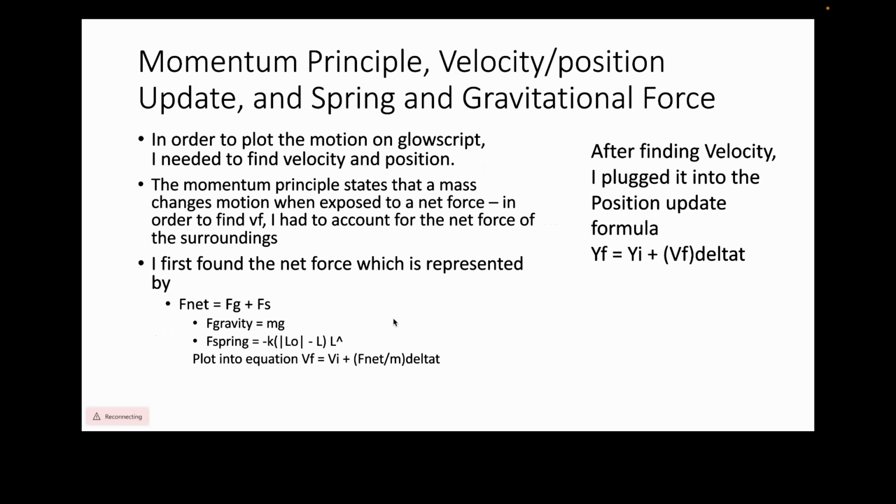Now, in order to find the x and y positions in GlowScript, I had to find the net force, because the momentum principle states that a mass changes motion when exposed to a net force. So in order to find the final velocity, the motion, I had to find the net force first. I found the net force as force gravity plus force spring, plugged that into the velocity update formula, and from there I found the final velocity and plugged it into the position update formula. And there I found the positions.